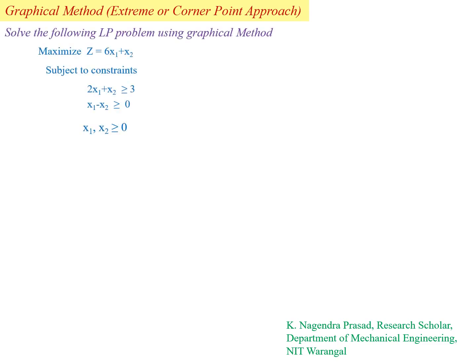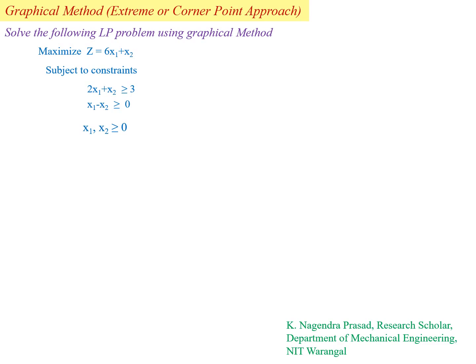Hello everyone. In this lecture, I will discuss how to solve a linear programming problem by the graphical method, the extreme or corner point approach method. Let's see the problem. Solve the following linear programming problem using the graphical method. Maximize z equal to 6x1 plus x2 subject to the constraints 2x1 plus x2 greater than or equal to 3, x1 minus x2 greater than or equal to 0, x1, x2 greater than or equal to 0.